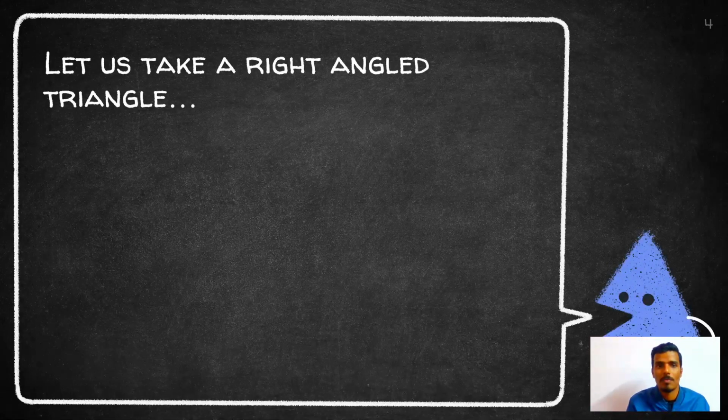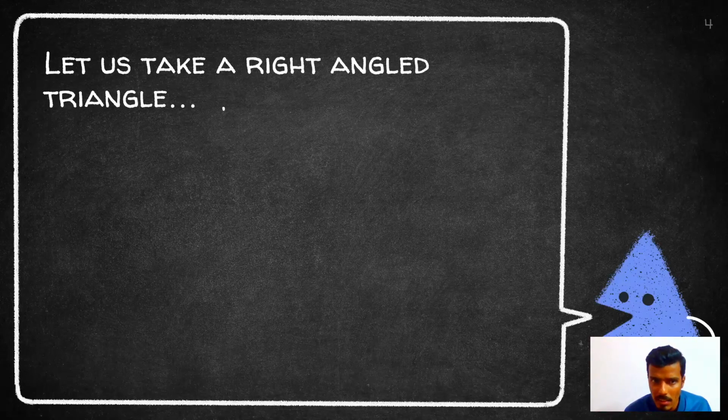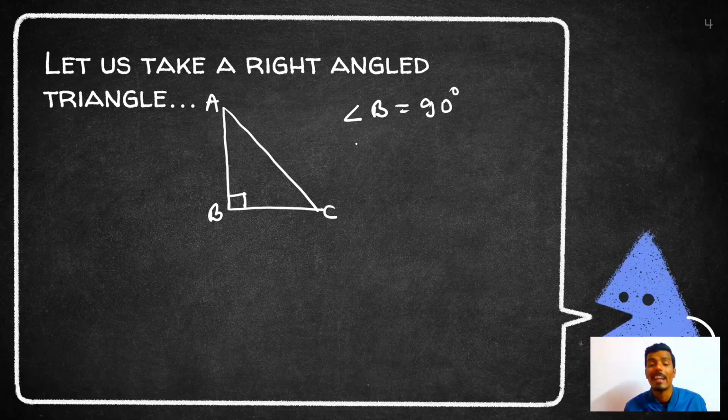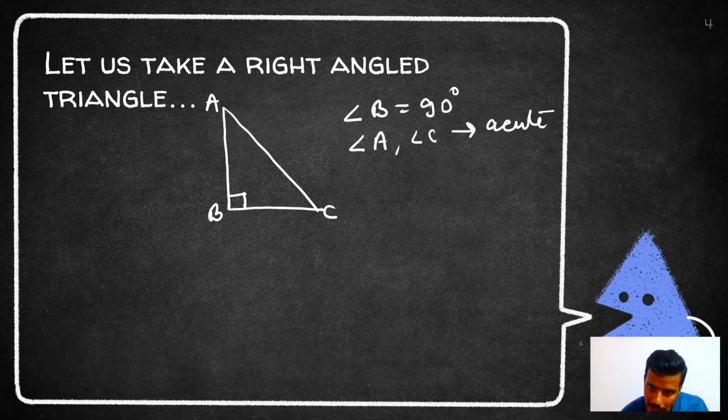Now, for a detailed concept, let us take a right angle triangle. Suppose this is a right angle triangle named ABC, with the right angle at B. So, angle B equals 90 degrees, and angle A and angle C are called acute angles. Acute angles means less than 90 degrees.